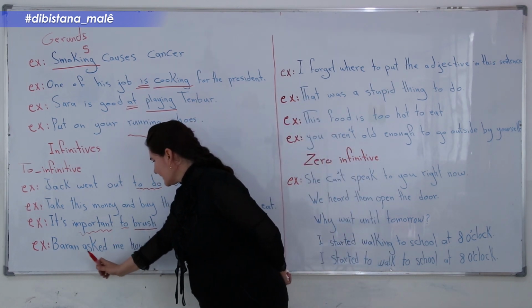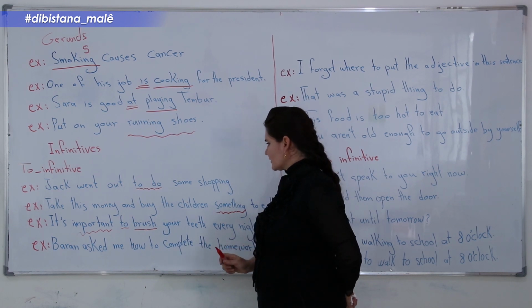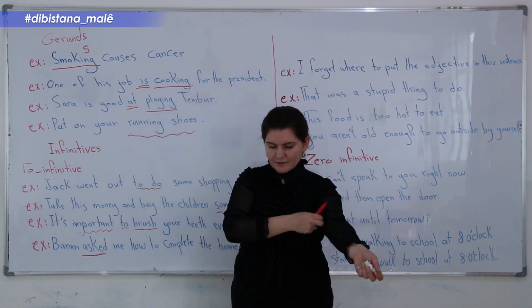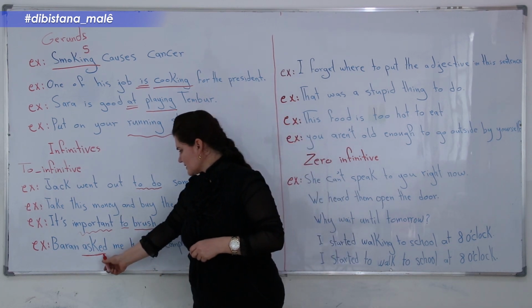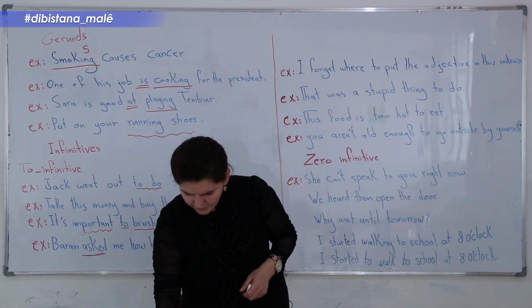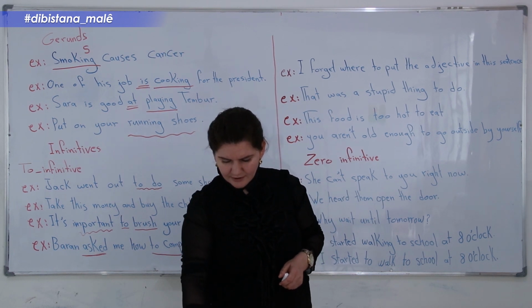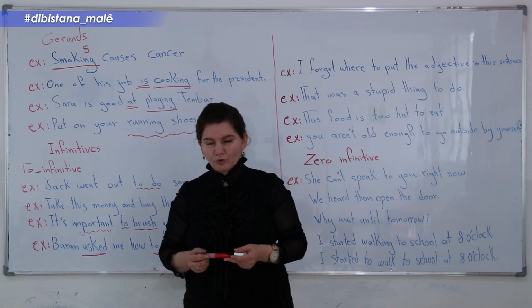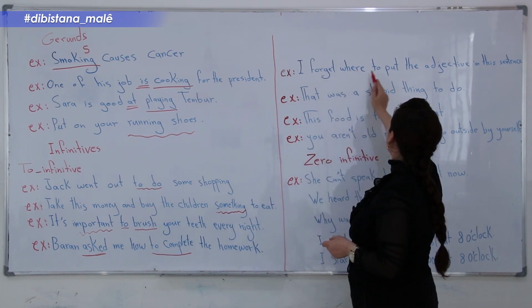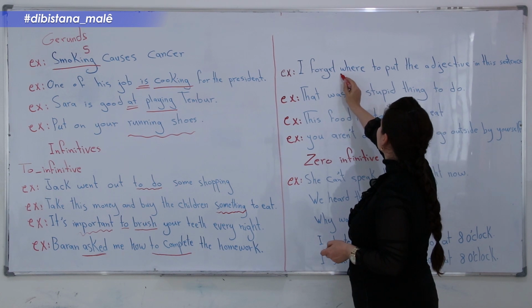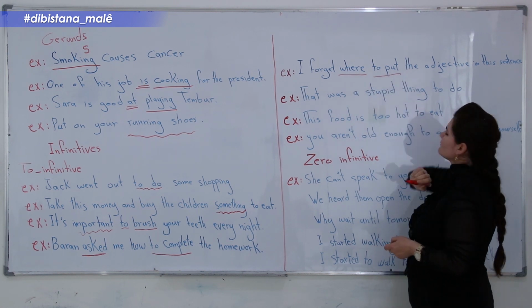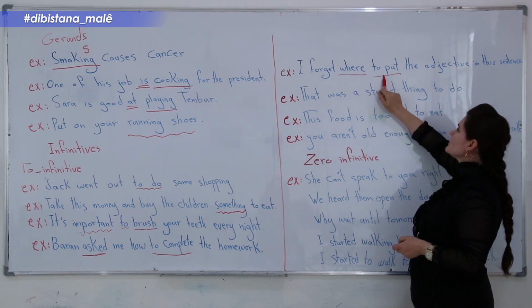Number 4: Baran asked me how to complete the homework. Here we have the verb asked. We have a list of verbs. When they come in sentences, we use the to-infinitive after them, like ask, explain, decide, forget, know, show, and tell. Here we have asked. I forget where to put the adjectives in these sentences. Here we have a question word. So when we have a question word, again, we should use the to-infinitive.